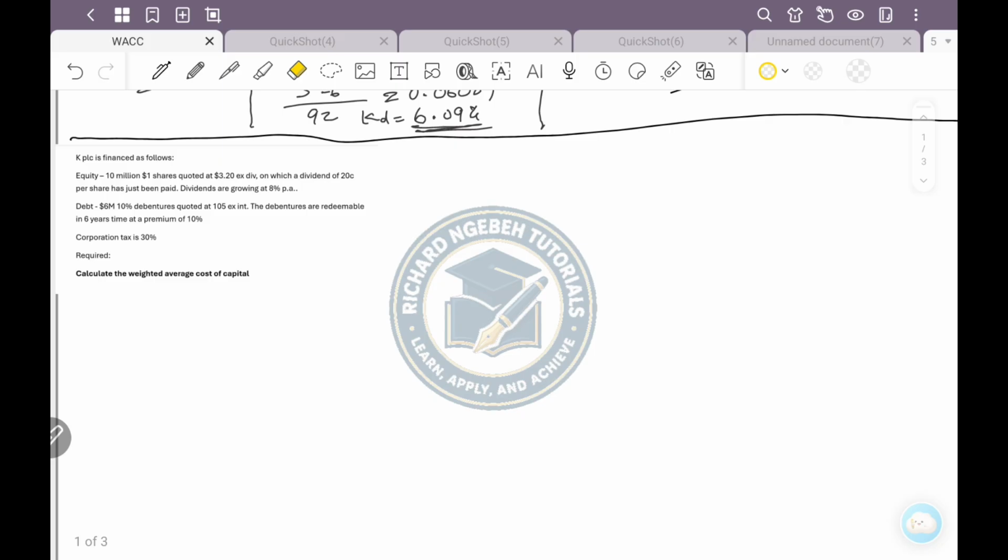In today's class we are going to look at how to calculate WACC wherein you are given a debenture that is redeemable. Okay, so let us look at this question. KPLC is financed as follows. This is an example. KPLC is financed as follows.